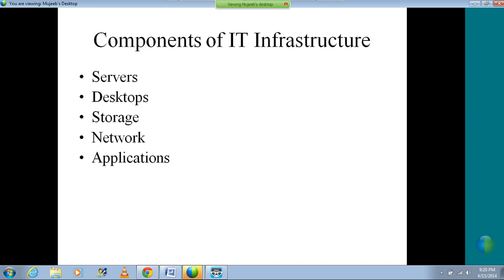However, if I keep applications aside and implement virtualization on servers, then this can optimize the top 4 components, that is servers, desktop, storage, and network. So just by implementing virtualization on servers in my infrastructure, I am able to optimally utilize the top 4 components, which are servers, desktop, storage, and network. Am I clear, guys?